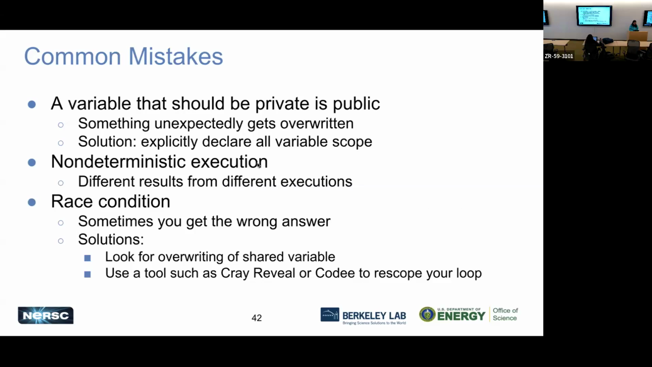So, common mistakes: I mentioned explicitly declaring all variable scope. Race condition, overwriting. There are a few tools that actually help you to scope. There's Create Review, there's Cody. We have had training materials, honors training like this one. It's recorded, and later on you'll find slides and videos on our event website. Similarly, like the tools I mentioned here, we also have slides and videos on our training website. You'll find them.